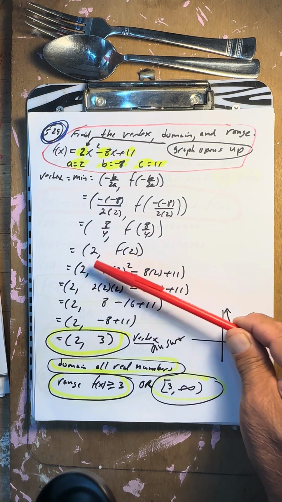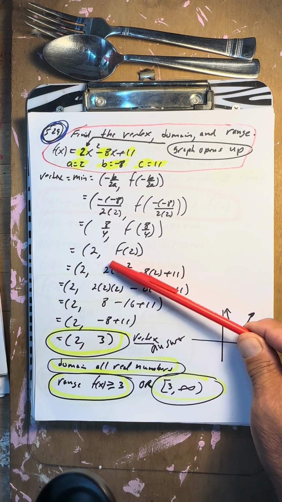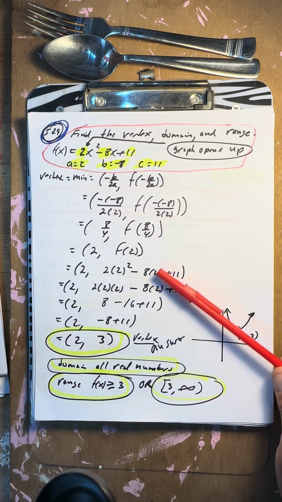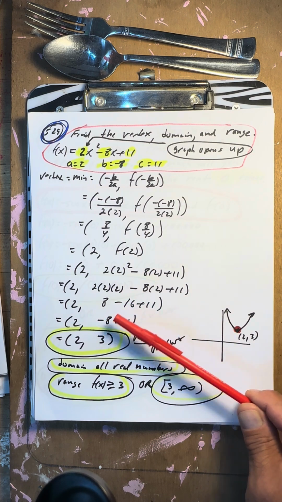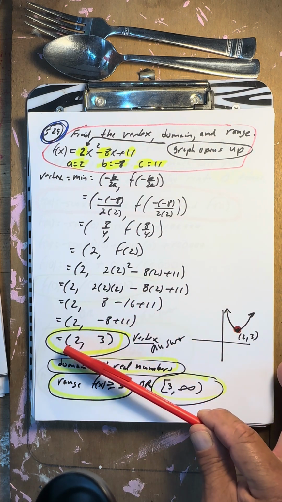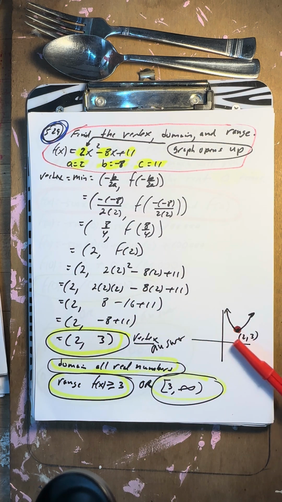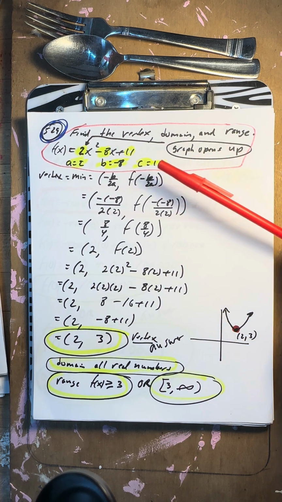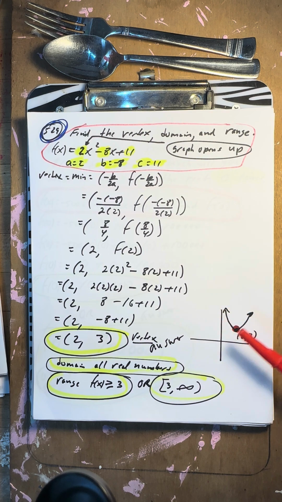And then to find f of 2, put it back in the original. 2 times 2 squared minus 8 times 2. So 2 times 2 times 2 is 8, minus 16 plus 11. This is going to be negative 8 plus 11, which is 3. So f of 2 is 3. 2 over, 3 up right there. There's the vertex. And this graph opens up because this is a positive.